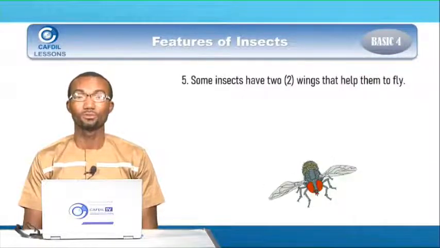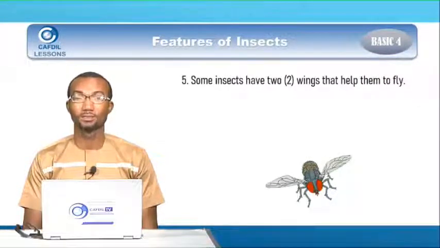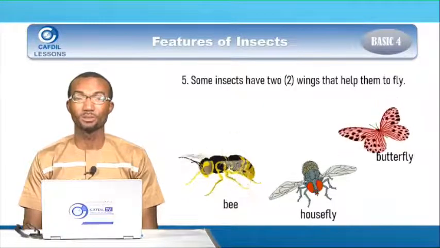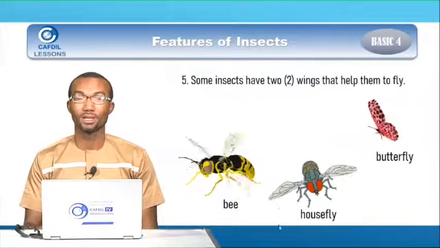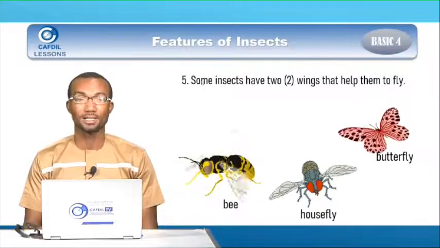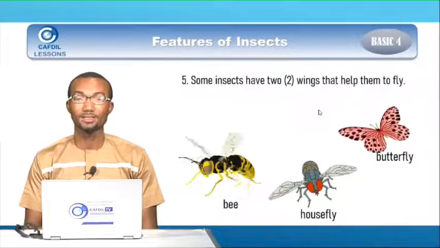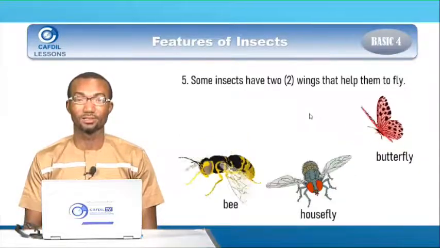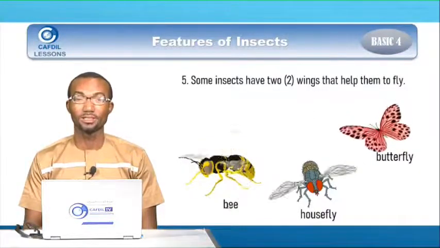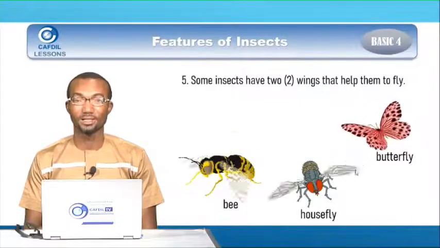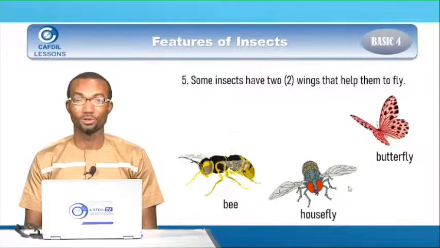5. Some insects have 2 wings that help them to fly. You can see this housefly, this bee, this butterfly. The bee, butterfly, and housefly have wings. We are saying that some, not all, insects have wings. If you look at the ants, they do not have wings. They move by walking. But insects like the bee, housefly, and butterfly have wings that help them to fly.